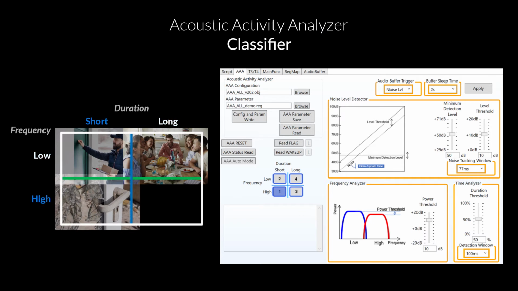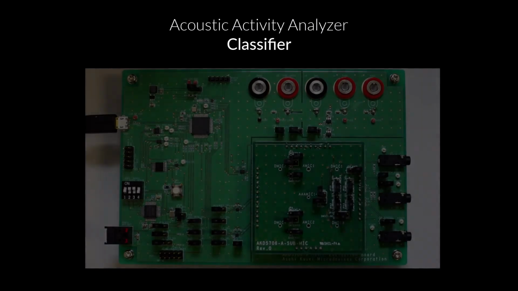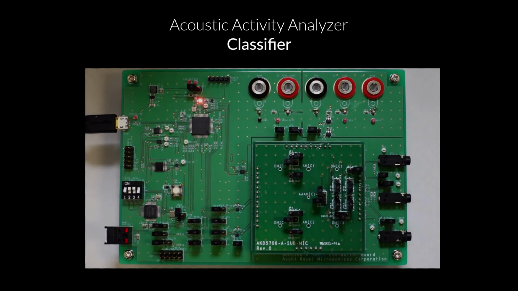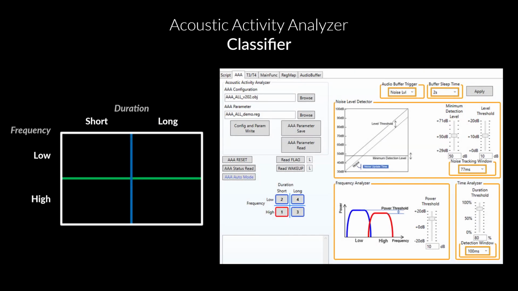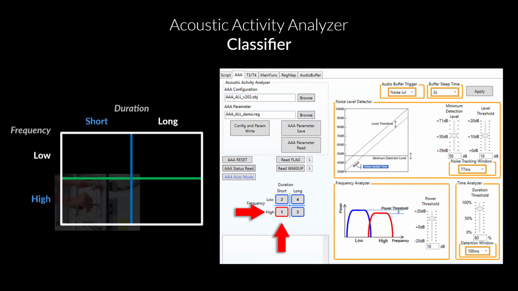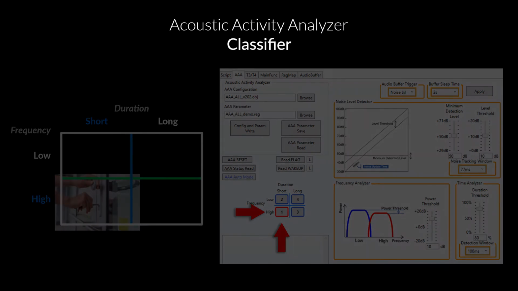Okay, time for some more demos. Let's start with classification. First, I'll show you how well the AAA identifies sounds. When I shook my keys over the board, the LED turned on, meaning that we've identified a sound as relevant. In this case, I wasn't listening for anything specific, so it just means that the sound was louder than our noise level detector's threshold. I then go to the GUI, which tells me that the AAA has identified that as a high-frequency, short-duration sound as expected for shaking keys. I'll do the same for a door knock.